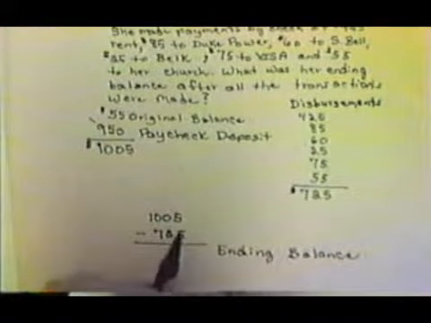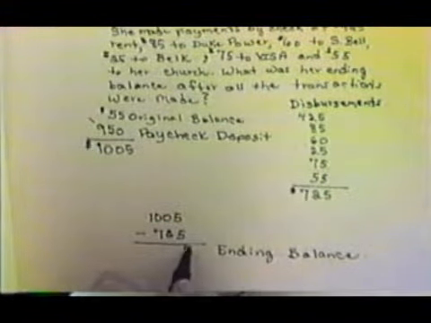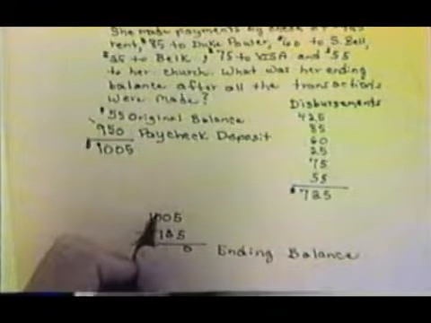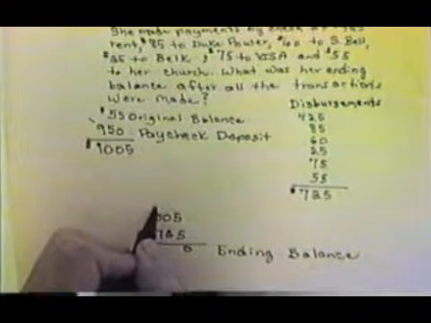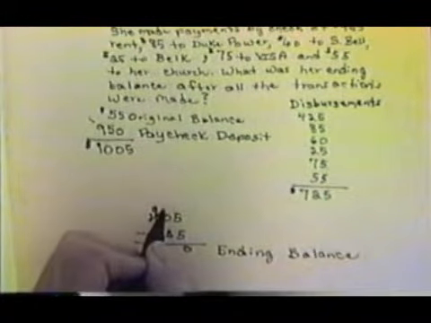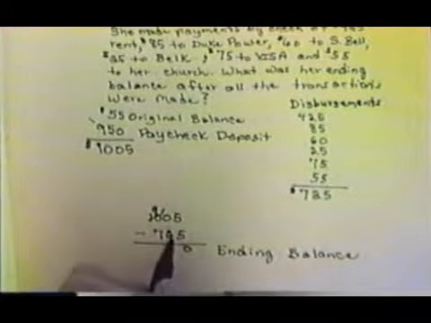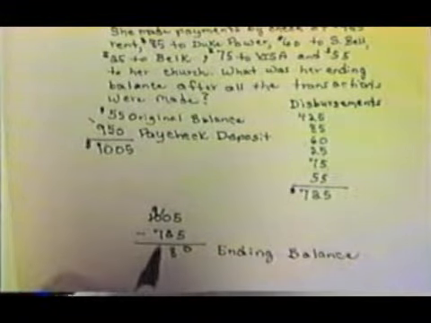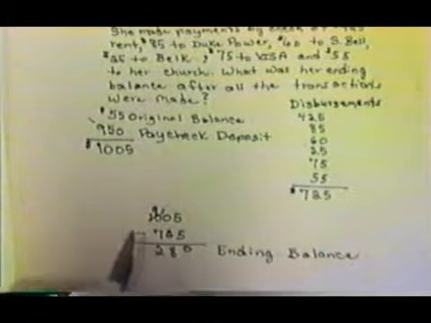So let's do that. 5 from 5 is 0. We can't subtract 2 from 0, so we come over here and borrow 1 from the 10. That leaves us with 9 and gives us a 10 here. 2 from 10 leaves 8. 7 from 9 leaves 2.